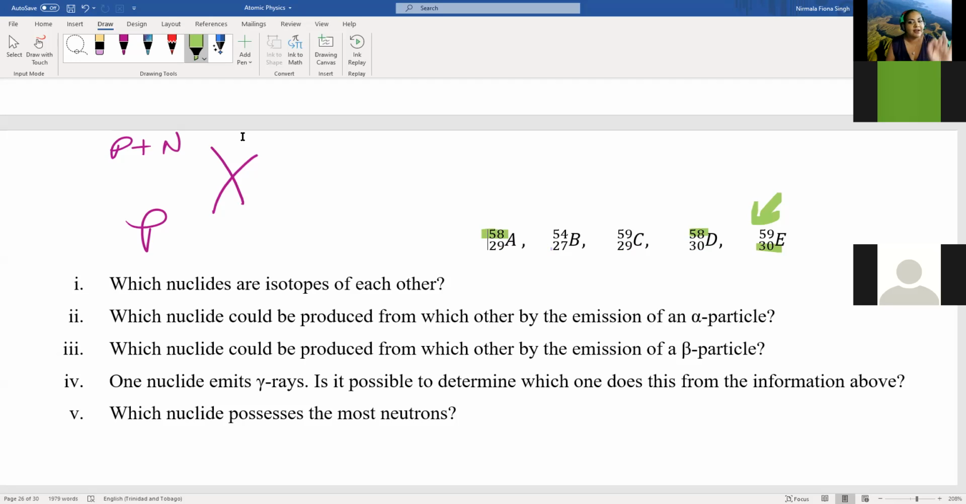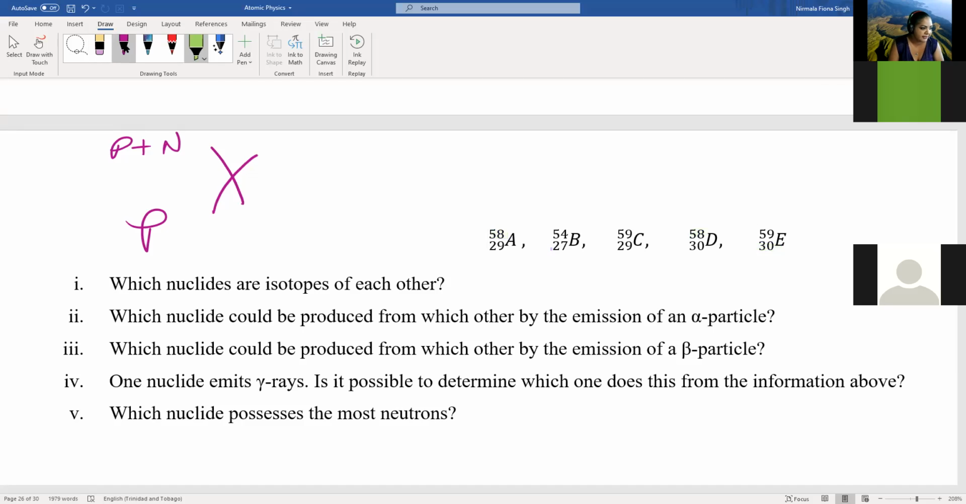So be very careful. You want to look at your proton number, which is the number at the bottom, to determine whether or not something is an isotope of another. When we have the same number of protons, we are the same element. When we have a different number of neutrons, we have an isotope. So moving on, let's look at part 2.